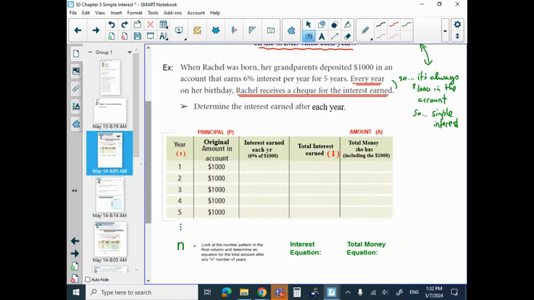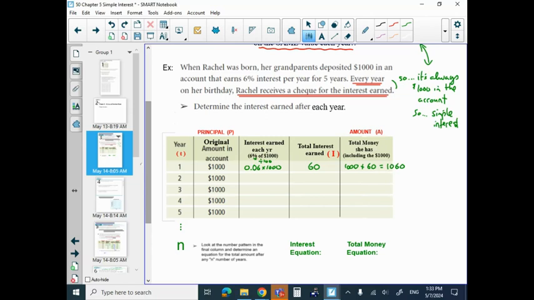Some of this is going to be familiar, hopefully, when you do 6% of 1,000. Percent means divide by 100, so we just convert it to the decimal version. So it's 0.06 times 1,000. That's the interest earned each year, right? So total interest earned so far would have been $60. And then the total amount of money, including that $1,000, would be the 1,000 plus the 60, which would give you, of course, 1,060.